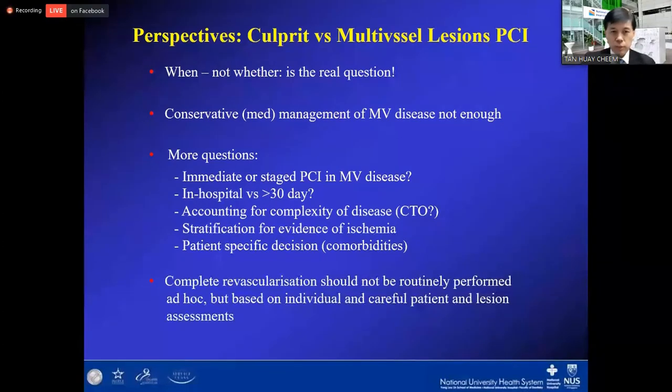So I think complete revascularization should not be routinely performed ad hoc during a STEMI setting, but based on individual and careful patient and lesion assessment.